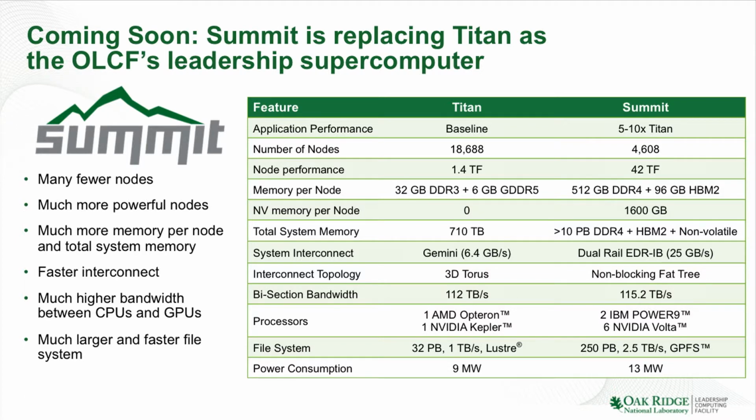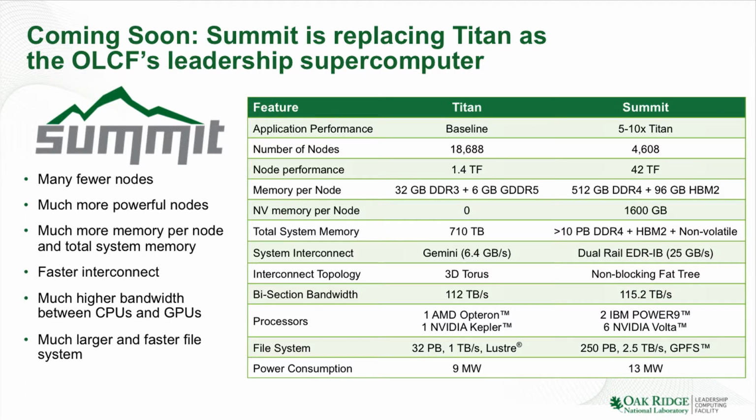In terms of the interconnect, Titan has a Gemini interconnect. We're going to have a dual rail Mellanox EDR that's about 4 times as fast as what's on Titan. In terms of the processors, as we mentioned, Titan has a single AMD with a single GPU. On Summit, there are 2 IBM Power 9s with 6 Nvidia Voltas hanging off of them. If you're doing lots of computation, you have to have a place to put all of this data. We have a 250 petabyte file system with bandwidth of 2.5 terabytes per second into it.